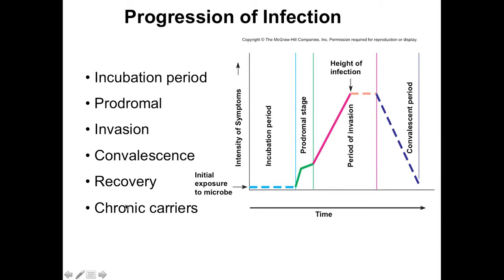Now there are always people that are going to be chronic carriers, and these are people who always have a small number of microbes in their body, usually too small to actually cause any of these symptoms, but they're always present, and for that reason they can be transmitted.